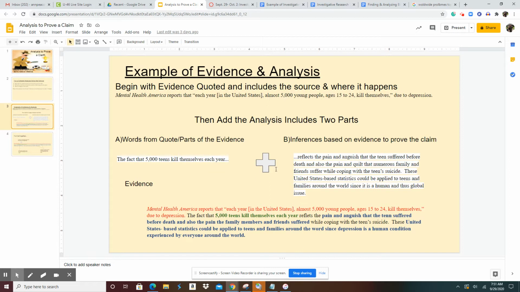And I'm going to make an inference. The fact that reflects the pain and anguish. Here's my inference: the teen must have been suffering before that led up to that, but it also makes their friends and family suffer. So this is my analysis, my inferences. I take the words from the text plus inferences lead to this analysis. So it's going to be evidence and analysis. So here's my piece of evidence I begin with. Here are the facts from the quote, and here are the inferences.